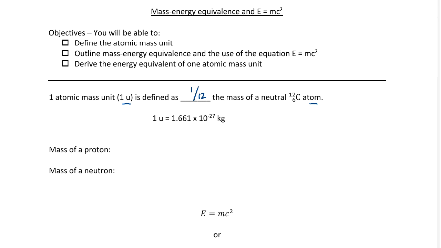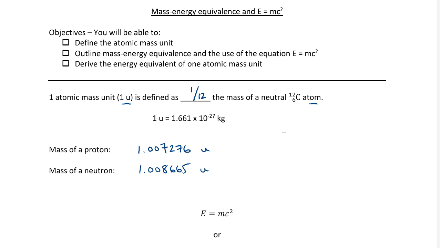And one atomic mass unit is equal to 1.661 times 10 to the negative 27 kilograms. This gives us a more convenient unit for measuring very small masses. For example, the mass of a proton is 1.007276 atomic mass units, and the mass of a neutron is slightly larger at 1.008665 atomic mass units.